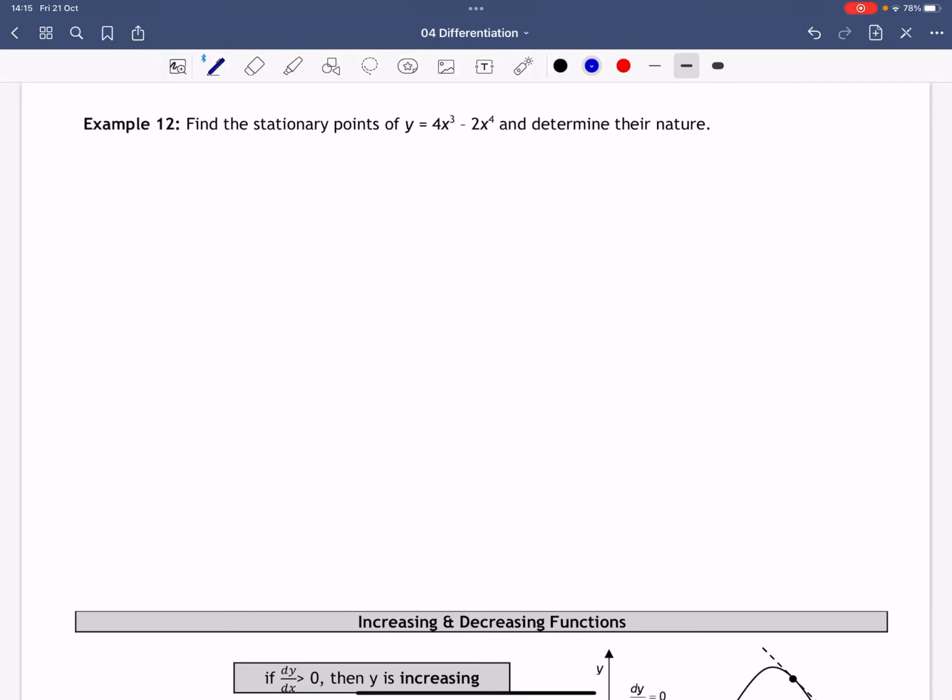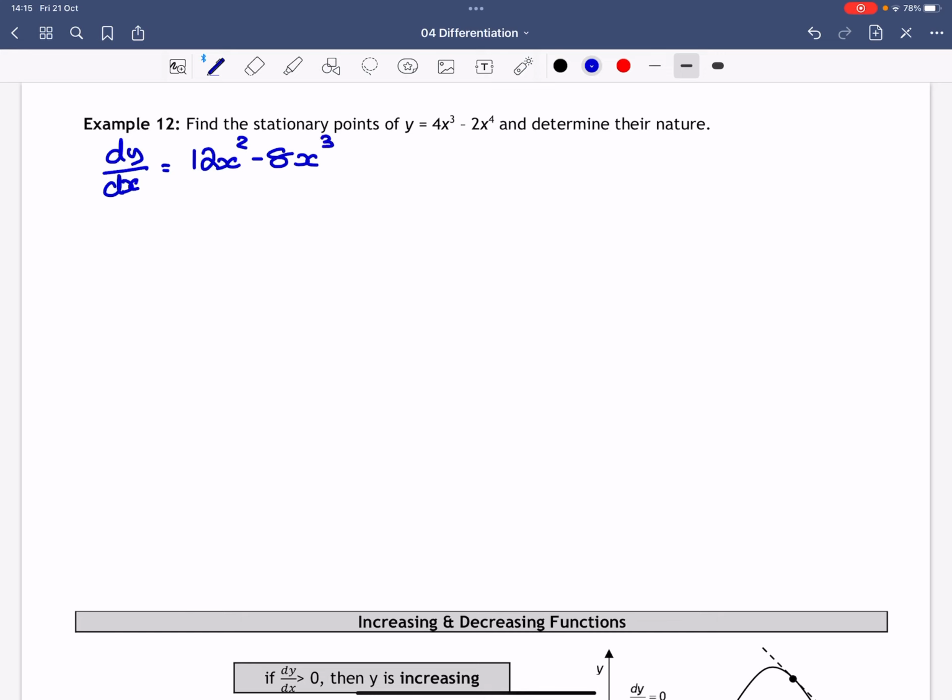Okay, let's continue on looking at stationary points. We'll look at example 12. So first thing we want to do is differentiate. So I'll say that dy by dx is equal to 12x squared minus 8x cubed.